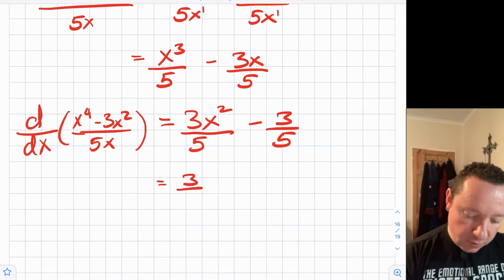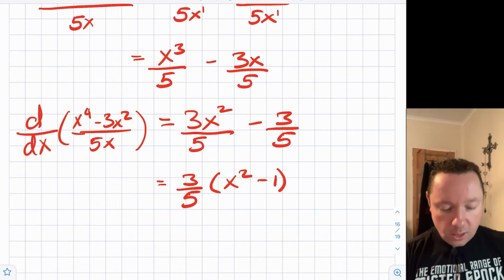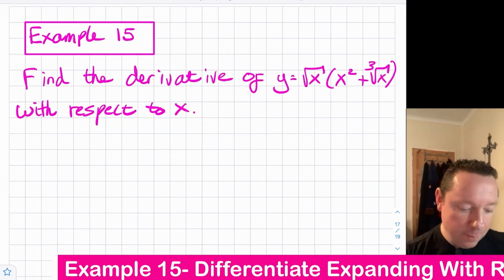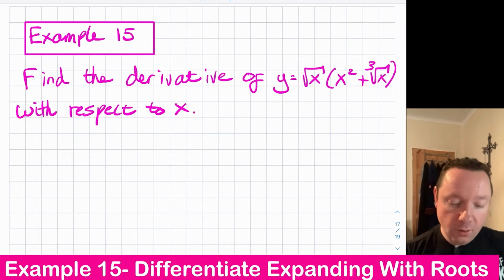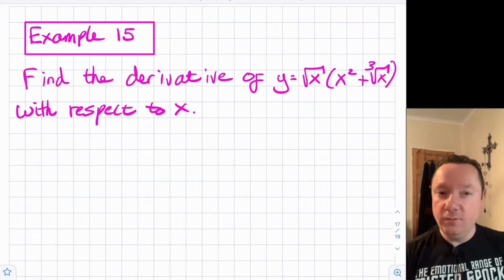So if we imagine it as 3/5 of a common factor, you're going to have x squared minus 1 if you really wanted to. And we're done there. Example 15, find the derivative of y equals square root of x times (x squared plus the cube root of x) with respect to x. Again, we're obviously going to have to tidy this up.